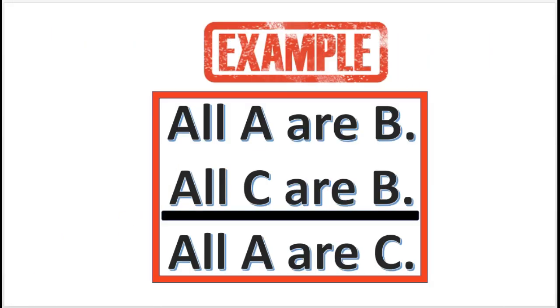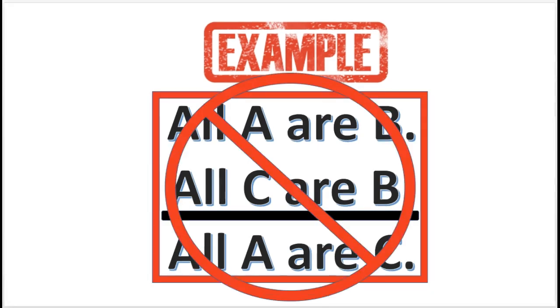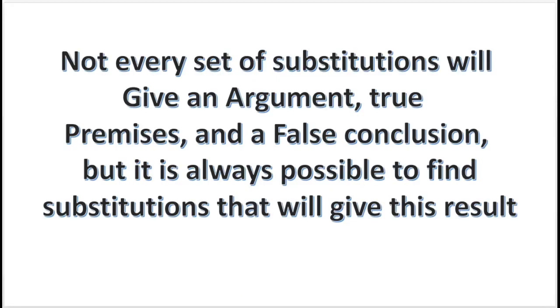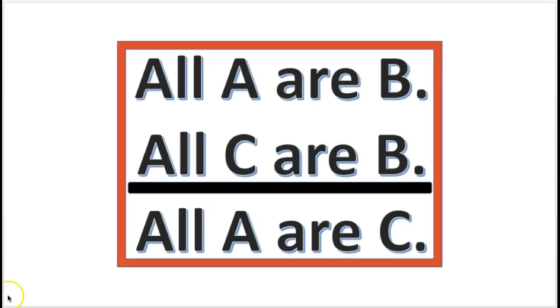Okay, here's an example of an argument form. Now this argument form is invalid. Now, not every set of substitutions will give an argument true premises and a false conclusion, but it's always possible to find substitutions that will give this result. Okay, stay with me here. What does that mean? Let's look at this argument form.